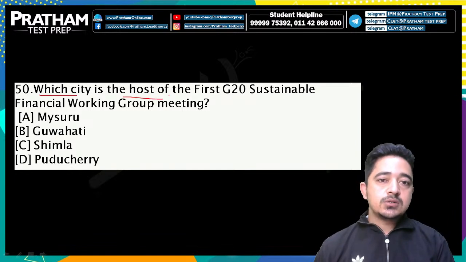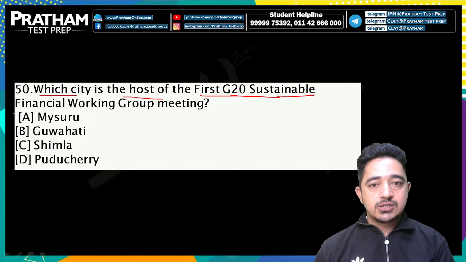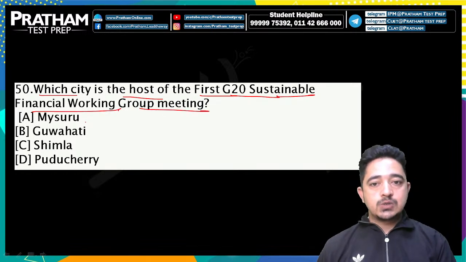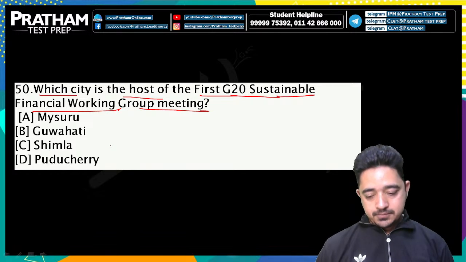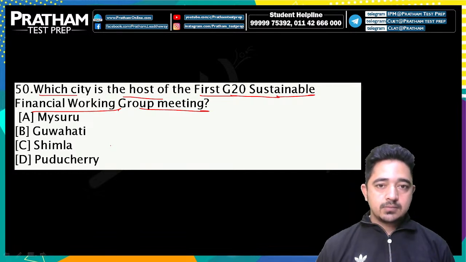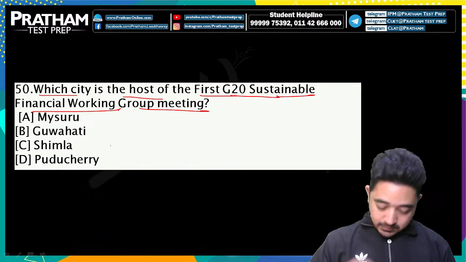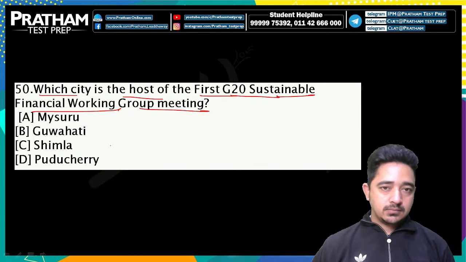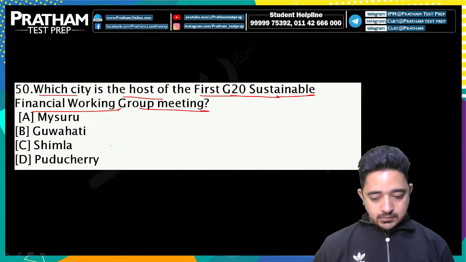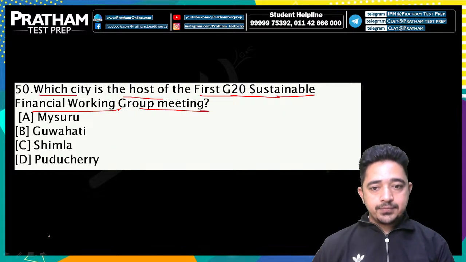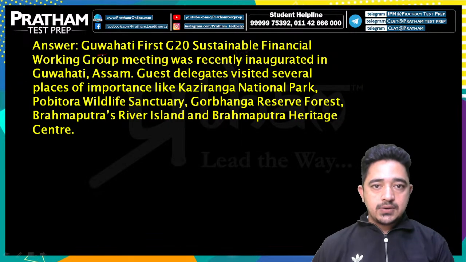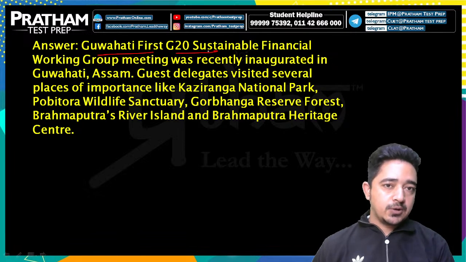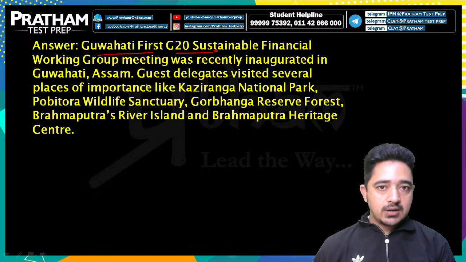Which city is the host of the first G20 Sustainable Finance Working Group meeting? Mysore, Guwahati, Shimla and Puducherry. Option A. So Guwahati. The first G20 Sustainable Finance Working Group meeting was recently inaugurated in Guwahati, Assam.